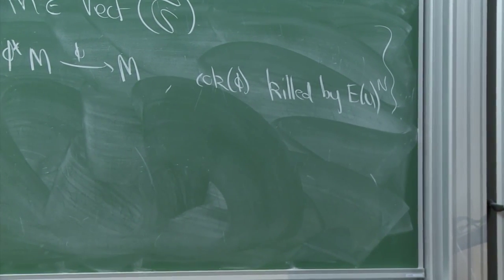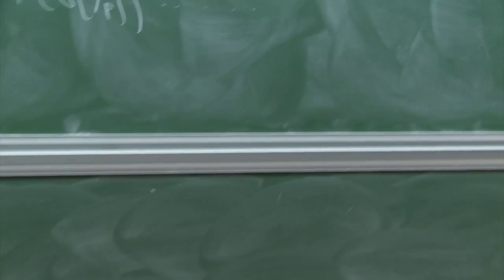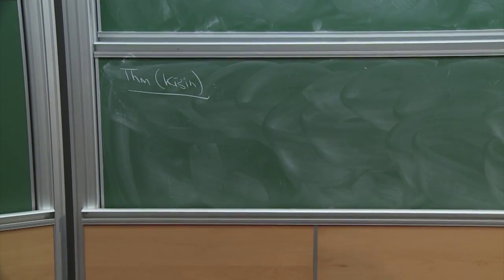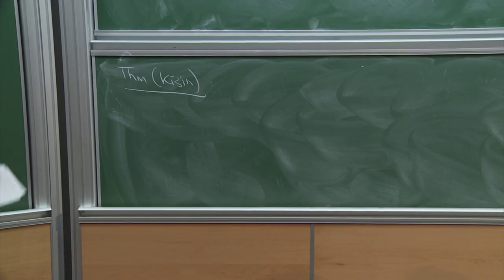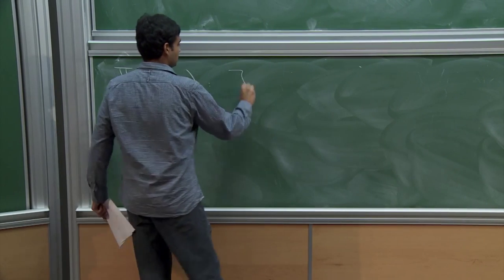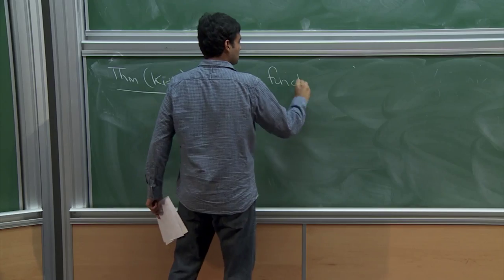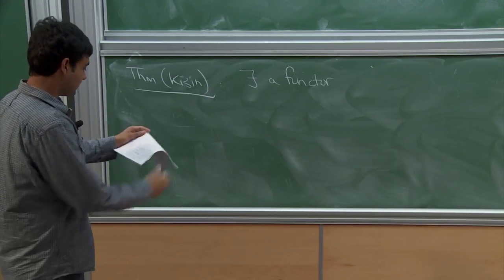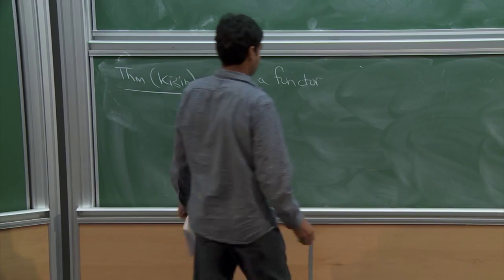OK, so theorem. This is Kisin's theorem. After you make all these choices and you define this ring, there is a functor. I'm not going to state the theorem in the most generality. I'll just state it in the context in which I'm going to use it.